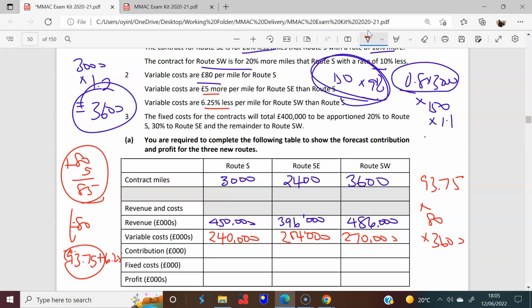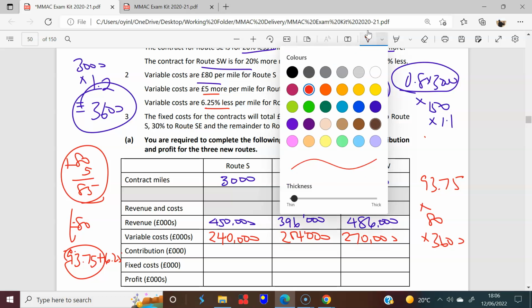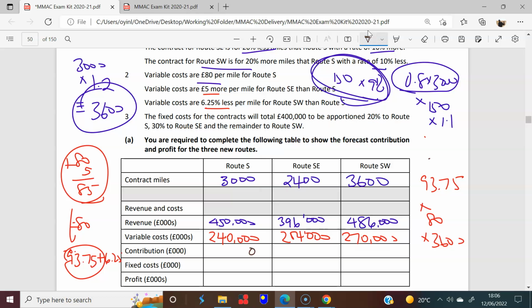So if we do this, now we can find our contribution. So 450,000 minus 240,000 gives you 210,000. Here you have 396 minus 204,000, which is 192,000. And here you have 486 minus 270, which is 216,000. Right? And there you have your contribution.